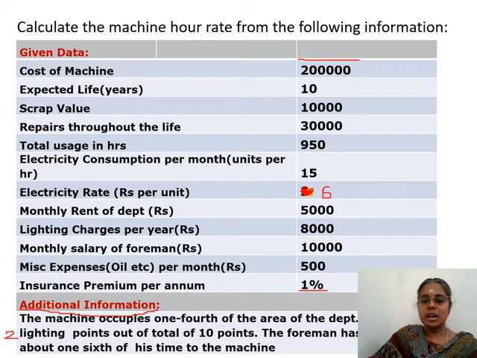The foreman has devoted 1/6 of his total time to this machine. Of the total time, if he works for 6 hours, 1 hour is used for this machine. He is working on this machine for 1 hour. So these are the details.